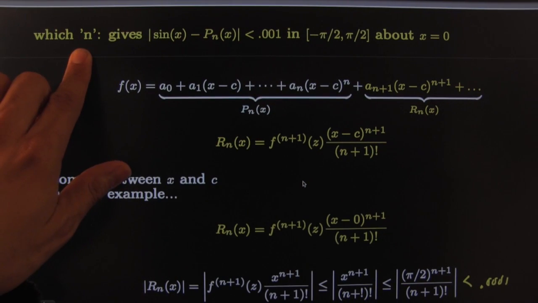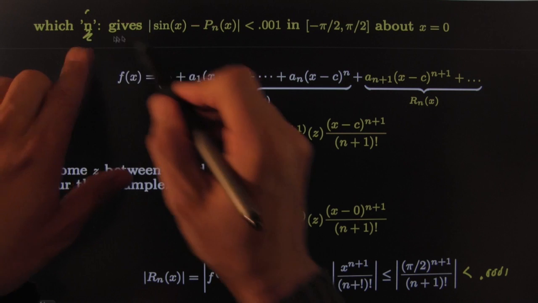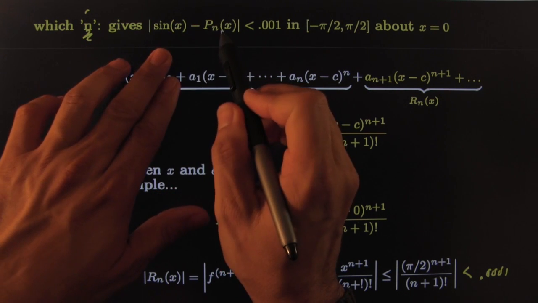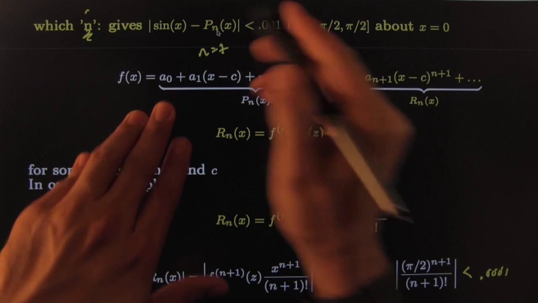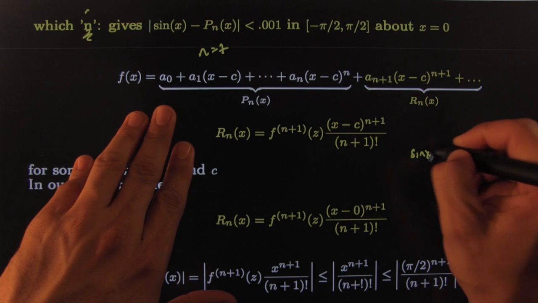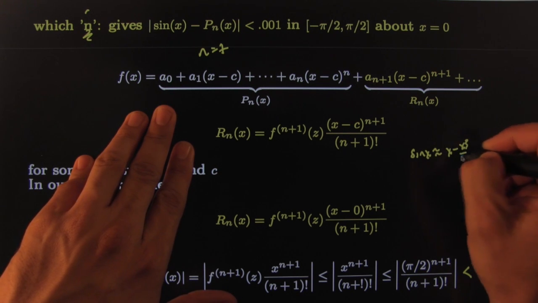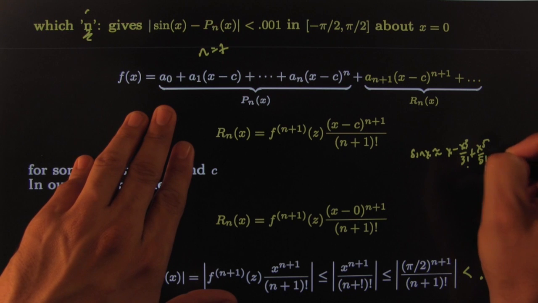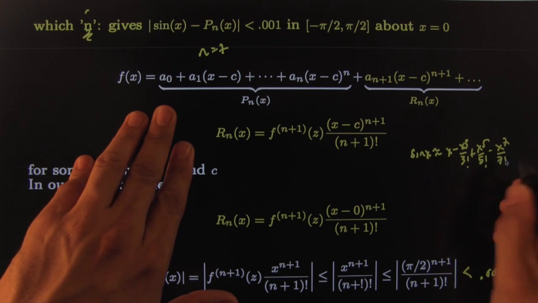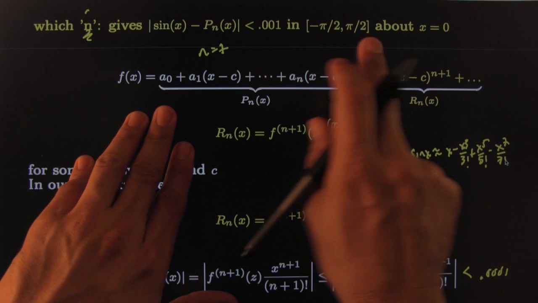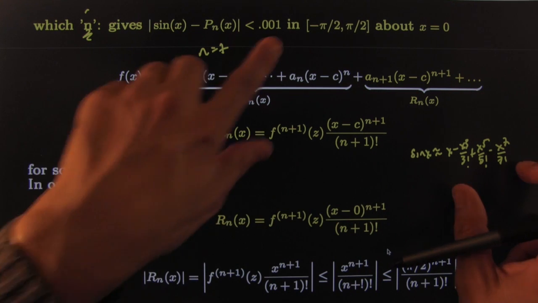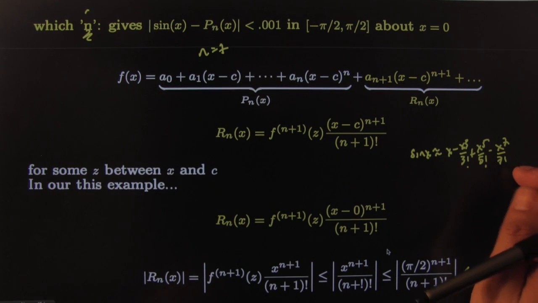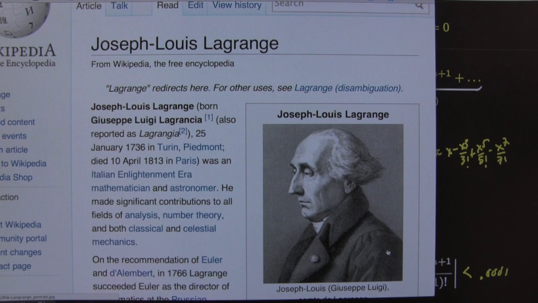Which n, think about it, which n would give you that the difference between sine and the nth polynomial is less than 1/1,000? We answered it, n is equal to 7. So in other words, all I have to do is this. Sine of x is approximately x minus x to the 3 over 3 factorial plus x to the 5 over 5 factorial minus x to the 7 over 7 factorial. And there, in this range between pi over 2 and negative pi over 2, this is a really, really, really good approximation of sine. How good? It's within 1/1,000. That's how good. Nice, huh? Give it up for Mr. Lagrange.